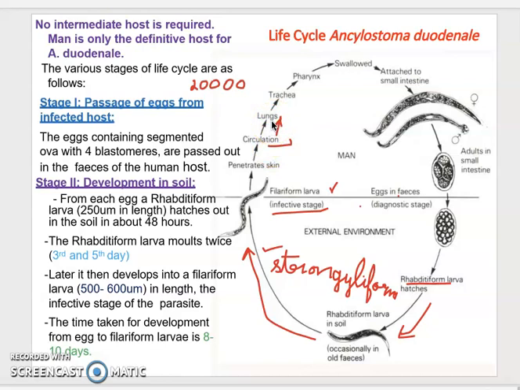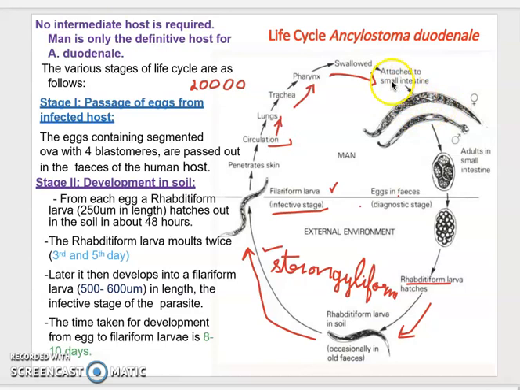Now it pierces a capillary wall, leaves the blood stream and comes out to the air cavities of the lung, and from there it ascends through the airway and reaches the pharynx. From the trachea it reaches the pharynx, and soon it passes down to the esophagus and stomach and reaches the small intestine. In the small intestine it undergoes a final molt and transforms into the last juvenile worm, almost similar to the adult worm.